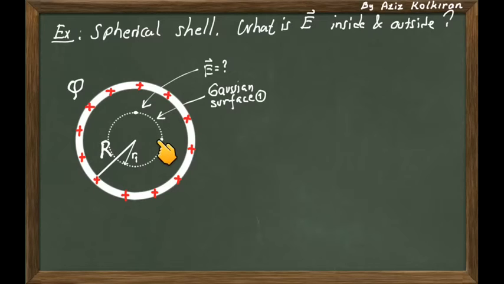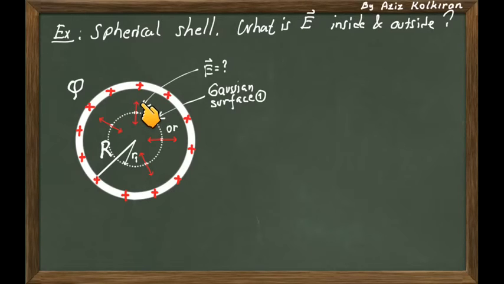So either you choose this point, or any other point on the surface, it doesn't make any difference. Next, what will be the electric field at these points? Okay, so let's first consider the point in question. The electric field direction might be radially inward or radially outward.